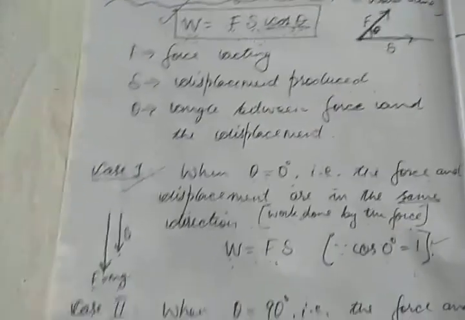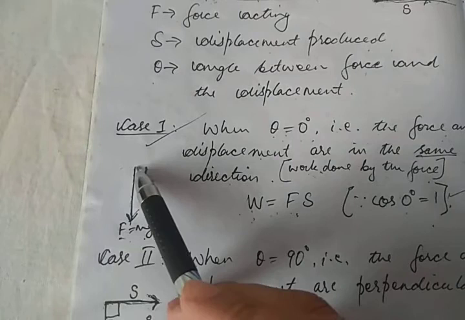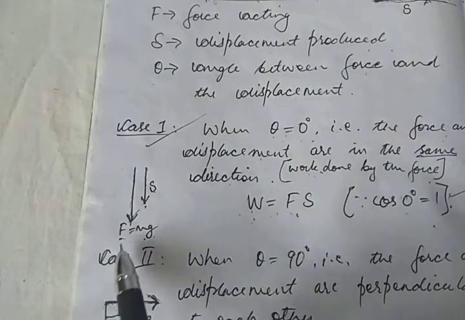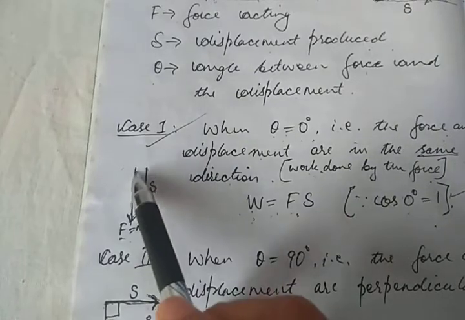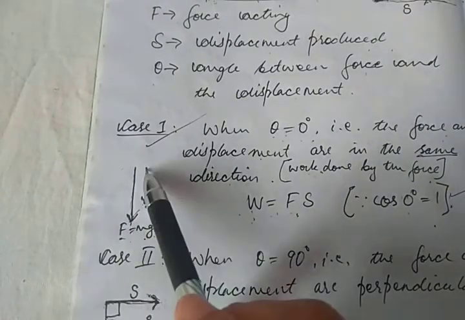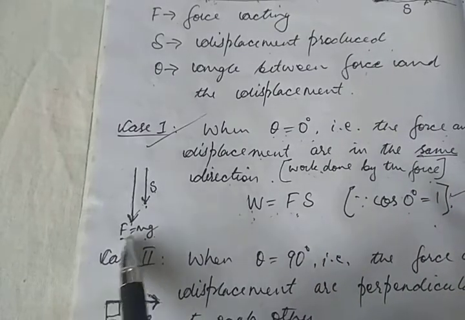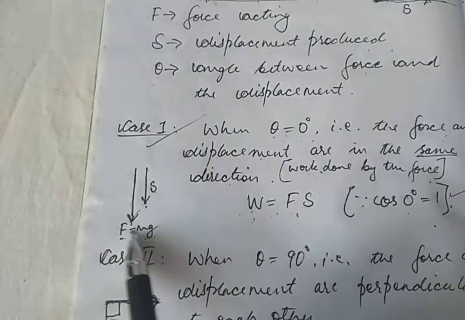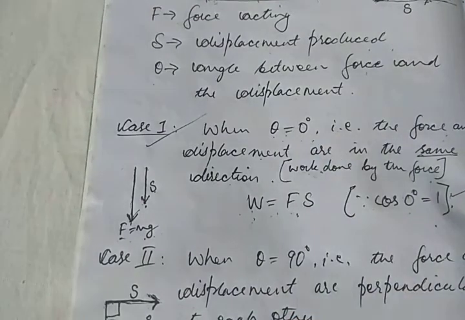All right, so why does the piece of chalk fall down? It falls down because of the force of gravity. The force of gravity, mg, is acting on it. And the displacement: the force of gravity is acting vertically downward, and the piece of chalk also falls vertically downward. So this is an example of the force and the displacement being in the same direction. That is a case of theta being equal to 0.